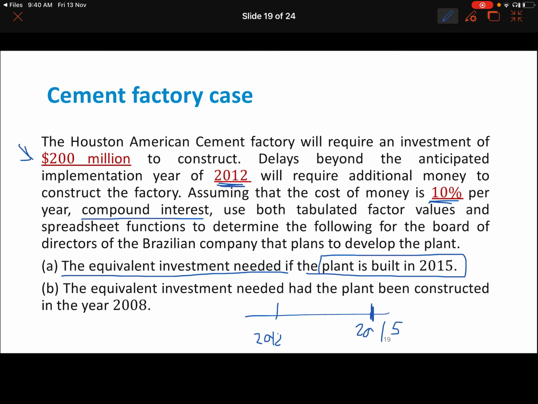The second one is the equivalent investment needed had the plant been constructed in 2008, if he would finish it in 2008, and now it costs him $200 million. So he needs to know if he should finish it here or here. What do you expect? Is the number here bigger or here? Let's see.